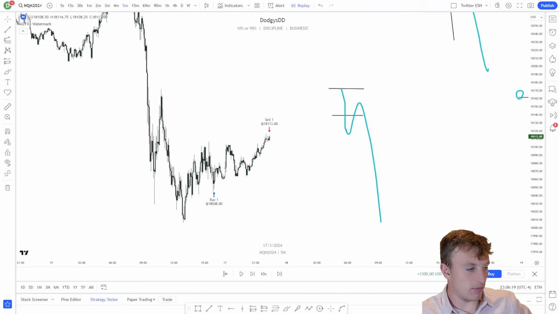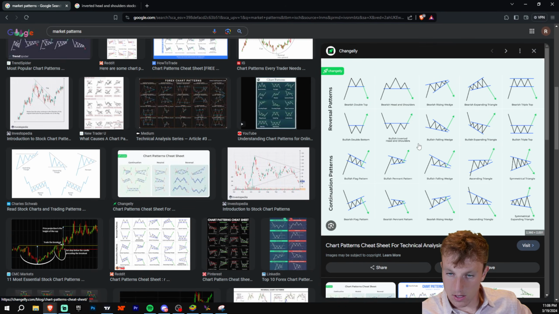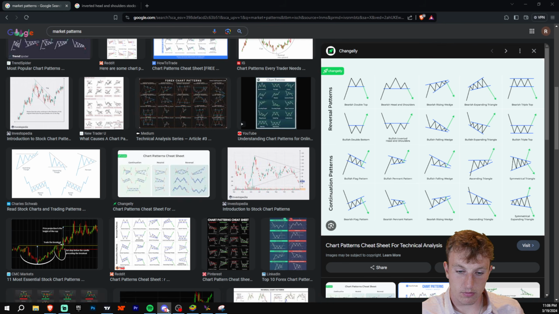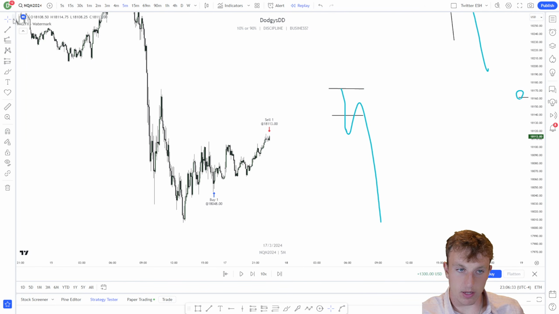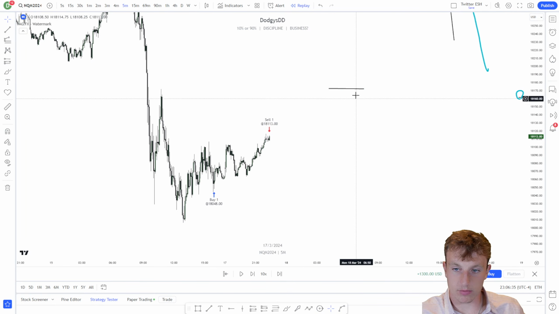I'm going to go over a few more patterns. We got bearish double bottom. Already did that. I mean, this is bullish inverted head and shoulders. Let's go over a wedge. So a wedge is, I'm going to explain what a wedge is and why it works so well. All right. I used to use wedges all the time.